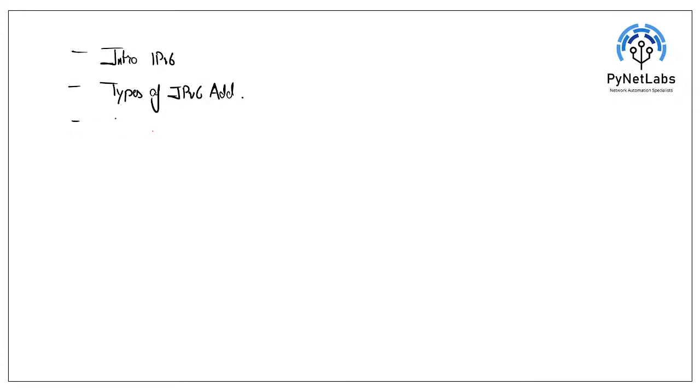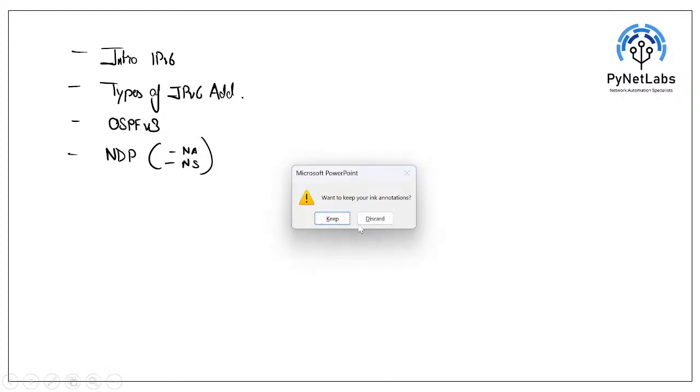After that, we checked out OSPF version 3 with IPv6. And lastly, we saw the neighbor discovery process, which uses two types of messages, neighbor advertisement and neighbor solicitation. This is what we have learned so far. We have also created one more blog on the neighbor discovery process in IPv6, and we will definitely attach that blog link with this video.